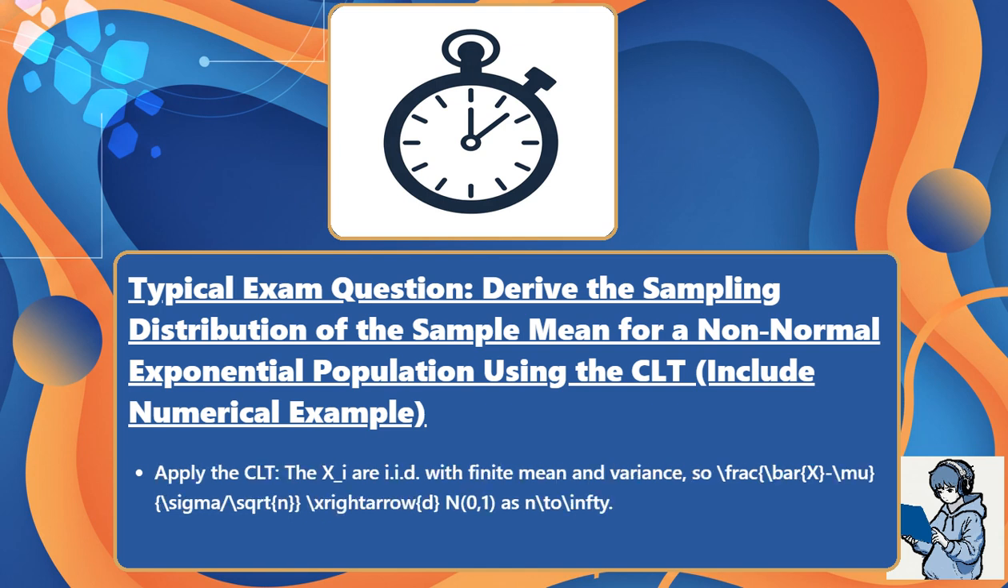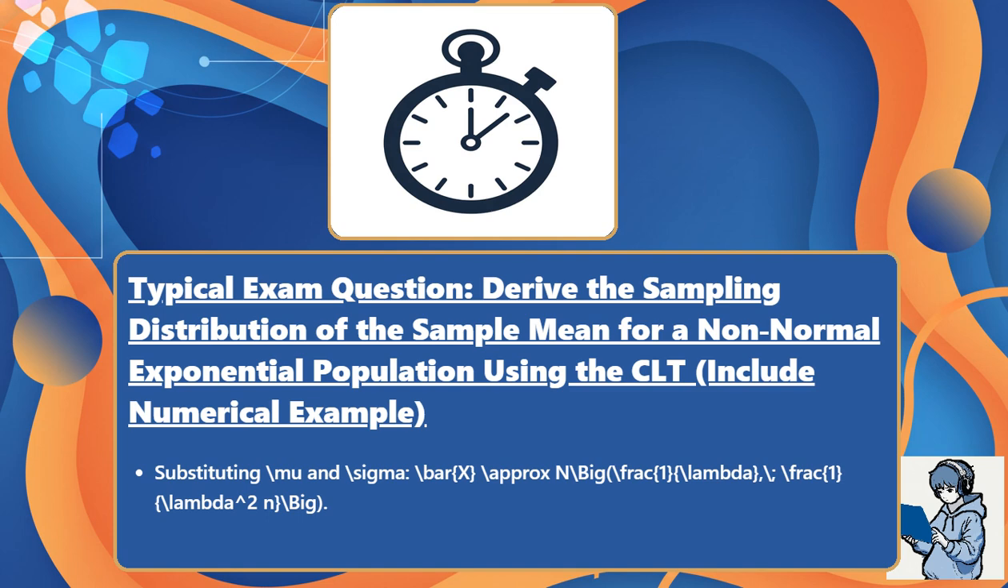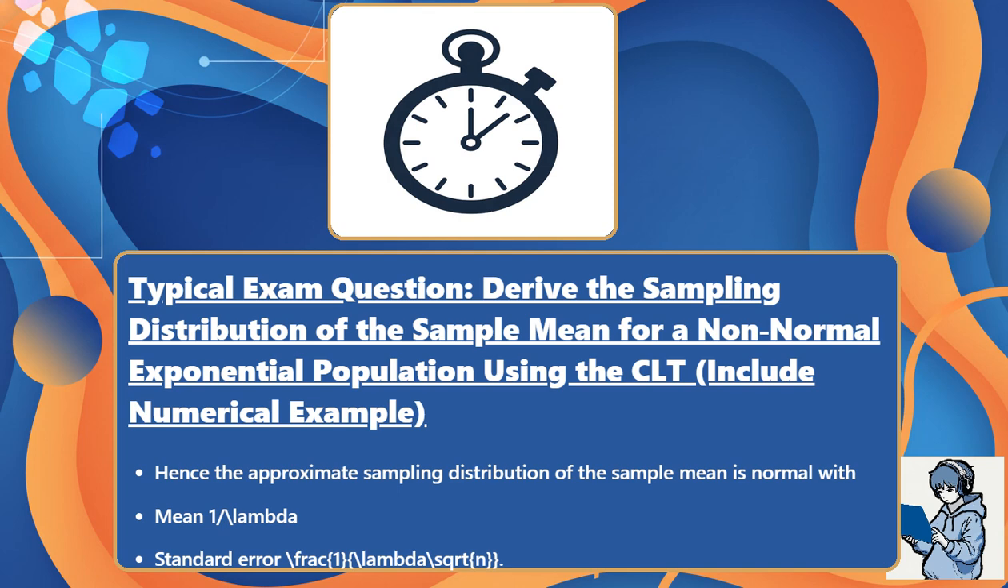Apply the central limit theorem. The x sub i are independent and identically distributed with finite mean and variance, so (x bar minus mu) divided by (sigma over square root of n) converges in distribution to normal with mean 0 and unit variance as n goes to infinity. Substituting mu and sigma, x bar is approximately normal with mean 1 over lambda and variance 1 over lambda squared n. Hence, the approximate sampling distribution of the sample mean is normal with mean 1 over lambda, and standard error 1 over lambda times the square root of n.